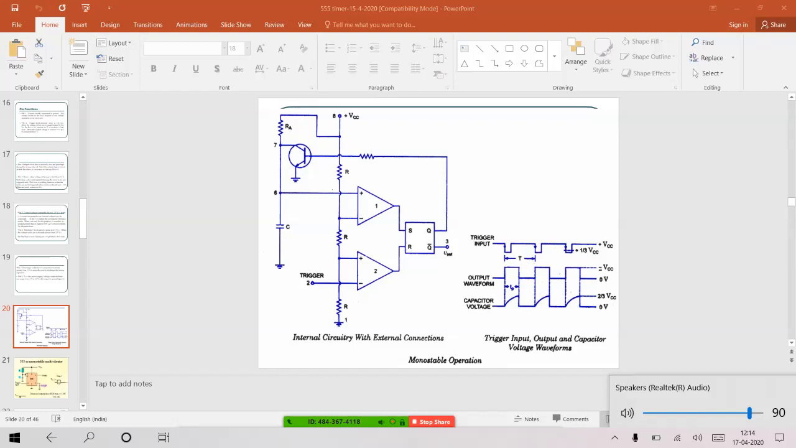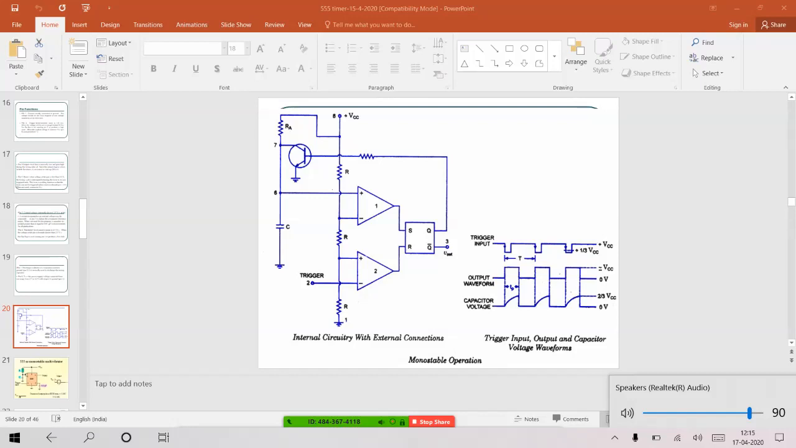When Q will be high, Q bar will be low. Definitely, Q bar at pin number 3 is low, means output goes low. In the second waveform, you can see output goes low. At the same time, when this is low, Q is high. Q high is connected to transistor base. Transistor is conducting, it enters into saturation, acts as a closed switch.